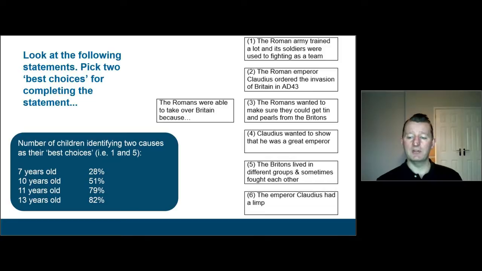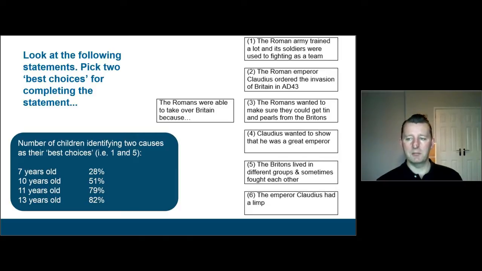And because the Britons lived in different groups and sometimes fought each other. So the Romans were united and strong and trained. The Britons were divided and there was a degree of infighting. Now the others are true, and they might explain why the Romans ended up here.